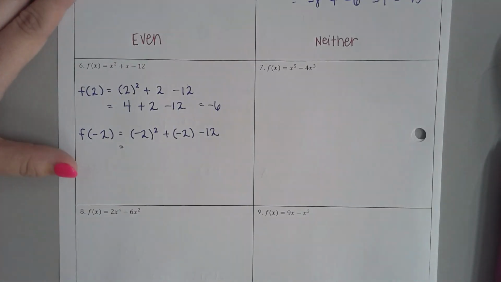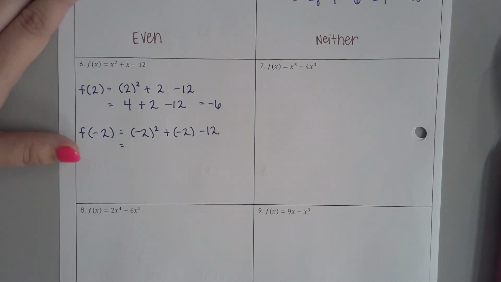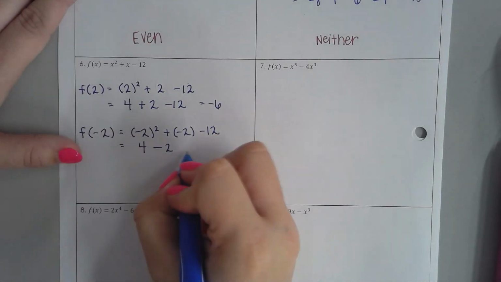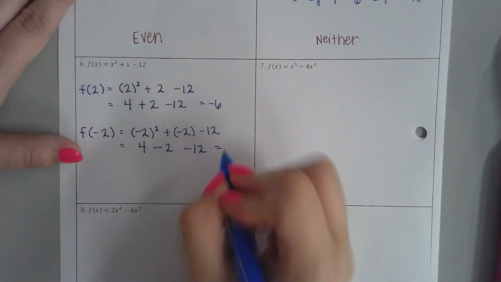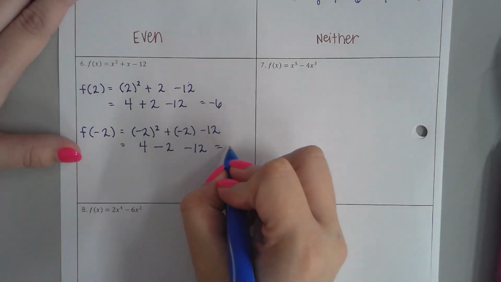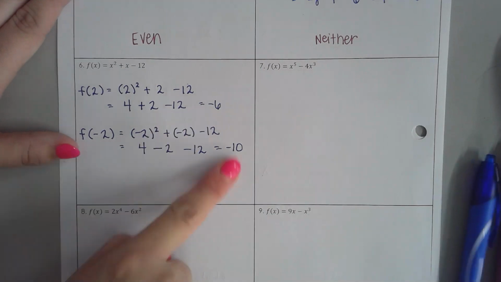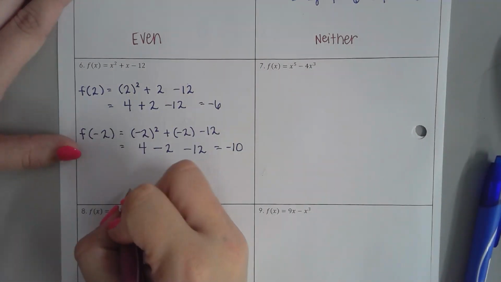Negative 2 squared is what? Positive 4. This will be minus 2 minus 12, which is negative 10. Two totally different numbers. It's neither.